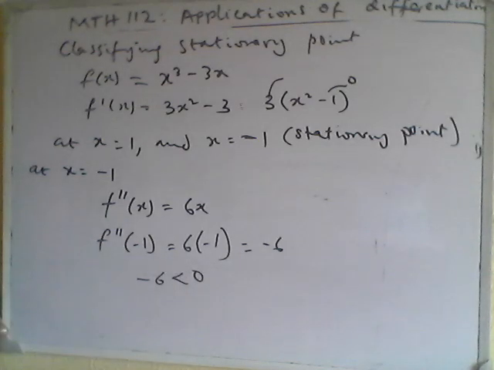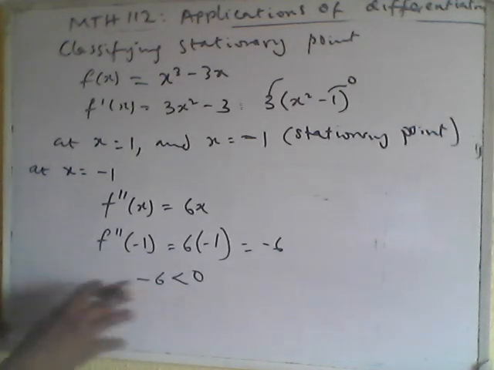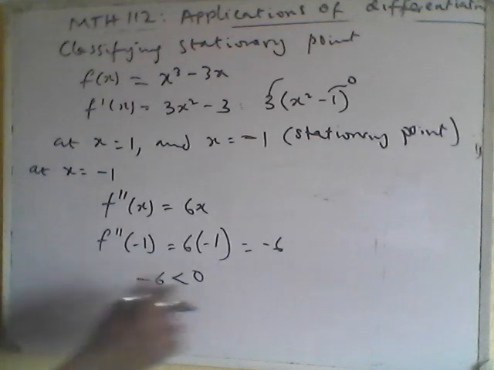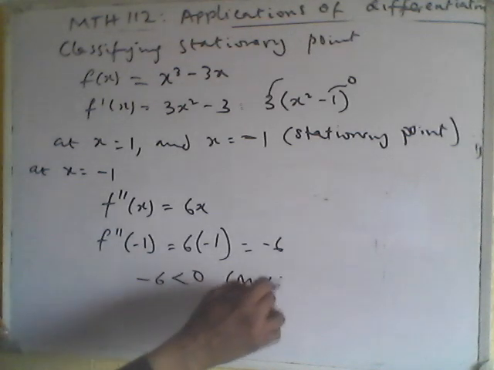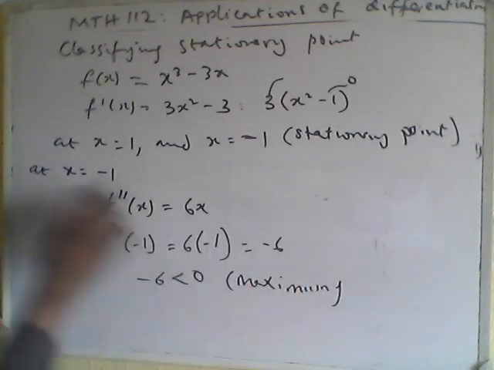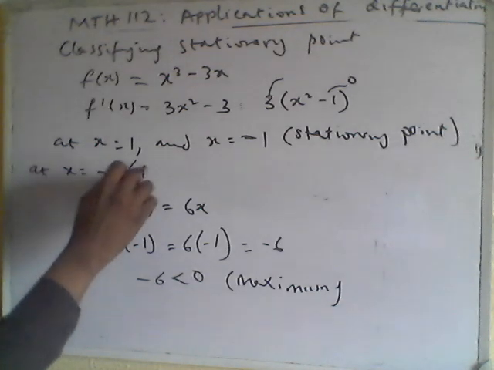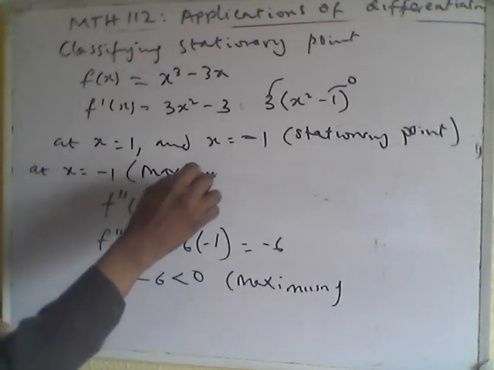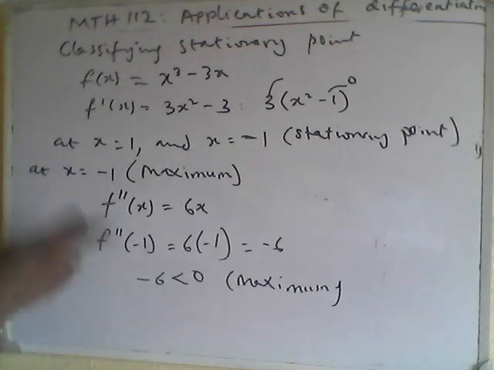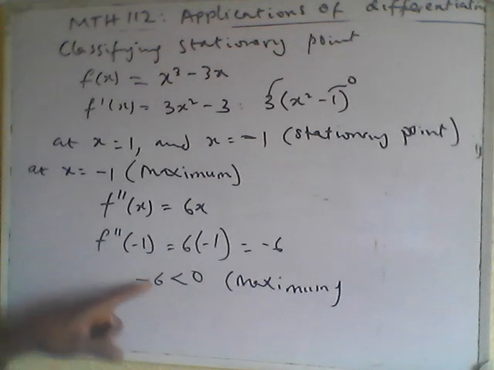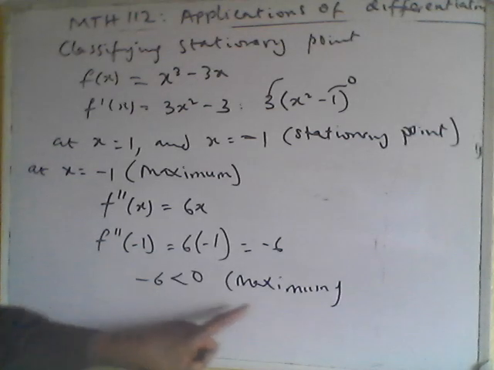It is less than 0, because on this side, this one now is maximum. It's maximum because it's negative. So this point, minus 1, is maximum. That is, at this point, you have a maximum. I'm putting maximum here now because I've determined it by substituting this value into the second derivative, and I see that it is less than 0, so it is maximum.